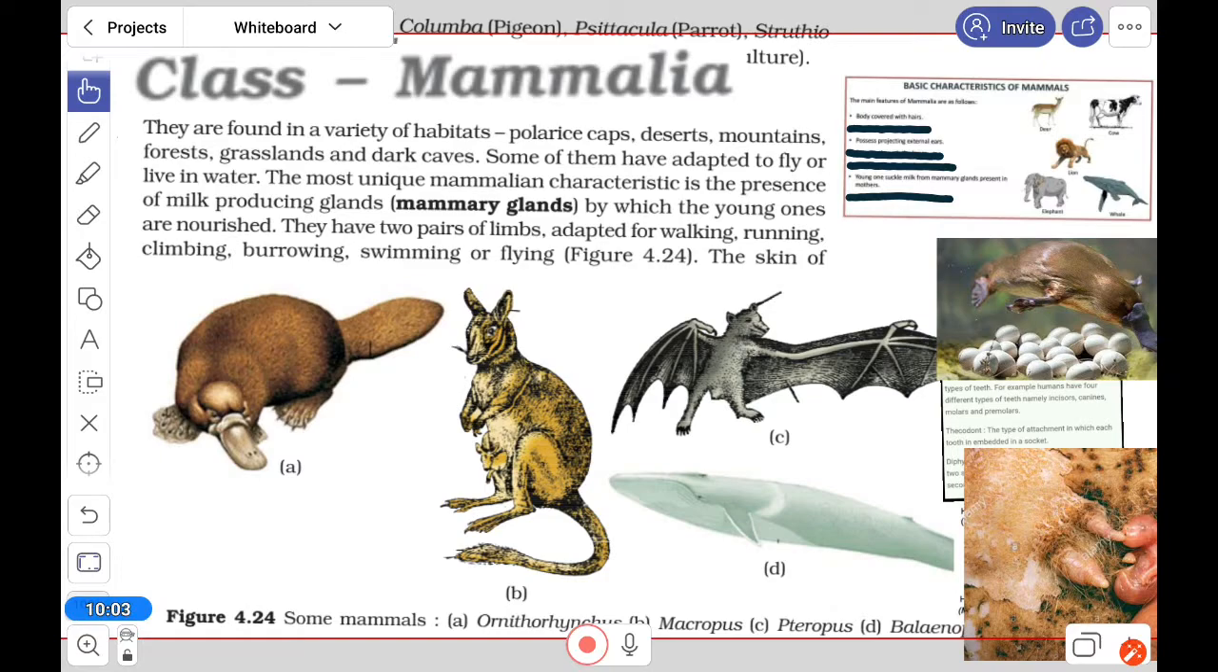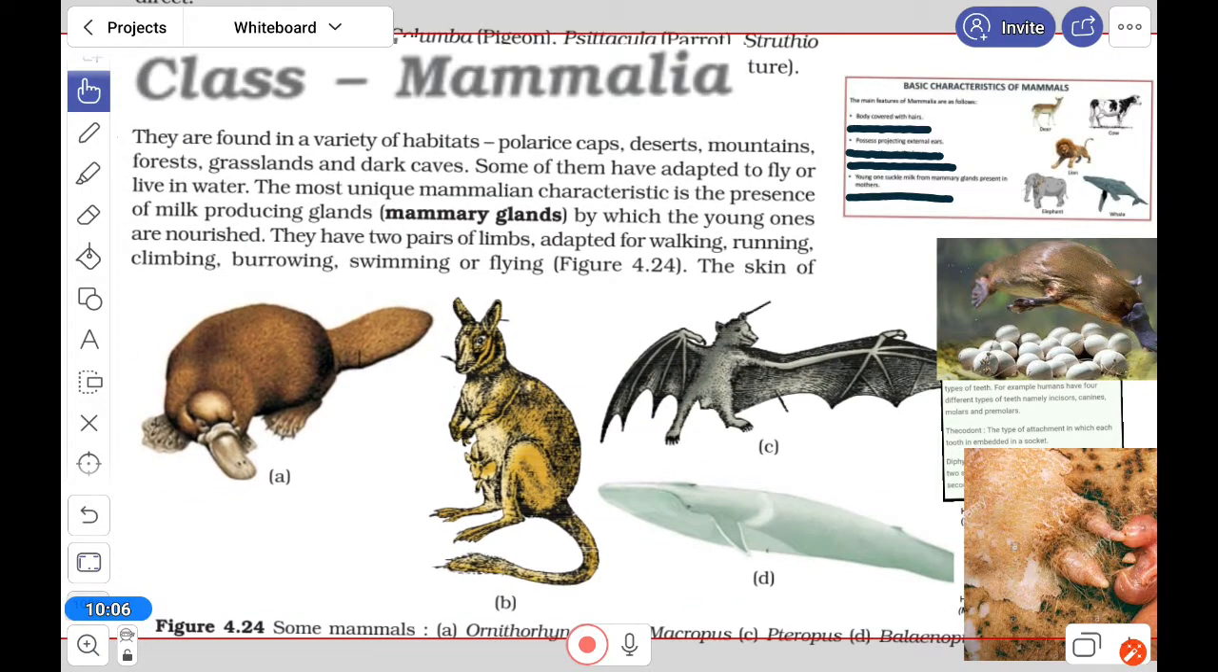You can see that in your book, the diagrams. Here the platypus, an egg-laying mammal, laying eggs and quite peculiar in its characteristics, but it is a mammal. Another category is the marsupials. In that, the young are born in an immature state, and further development happens in the pouch. Marsupialia, the Latin word marsupium, means pouch.